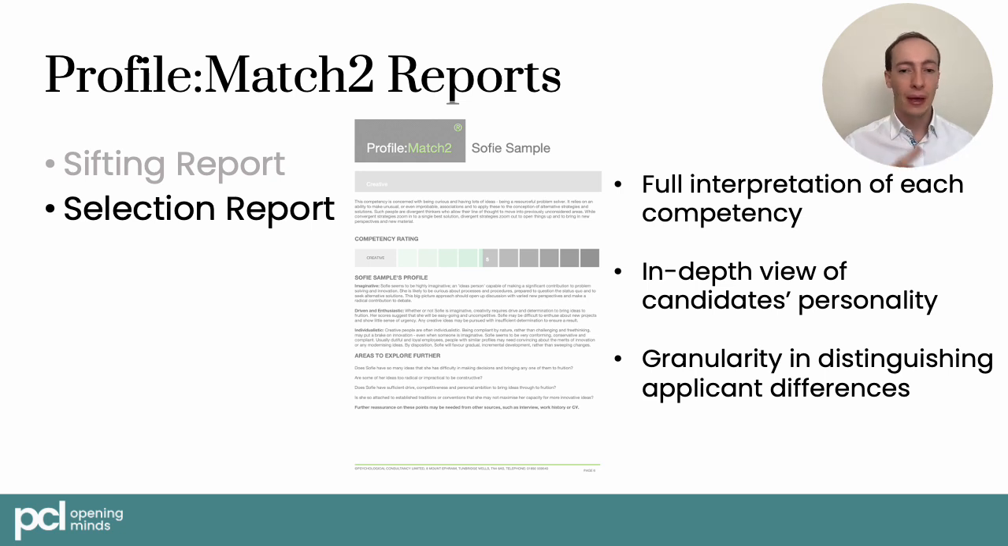But then you'll get one page per competency that starts to give you an in-depth view of how your candidate's personality will influence their capability to deliver against these particular competencies. And what's worth mentioning here is that the selection report really starts to highlight granularity and allows you to distinguish differences between your applicants. So, for example, Sophie on screen here has a 5 out of 10 in terms of her fit score for this particular competency.